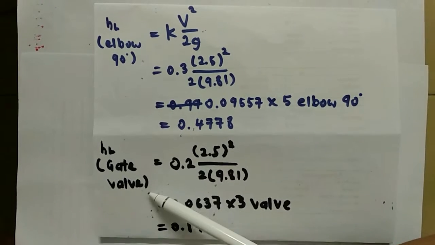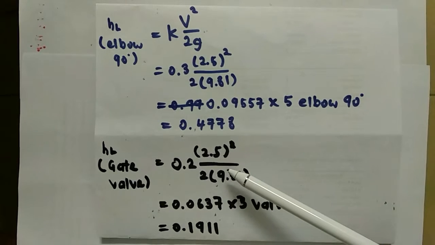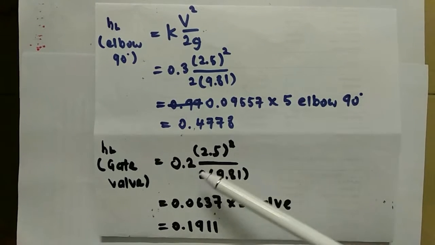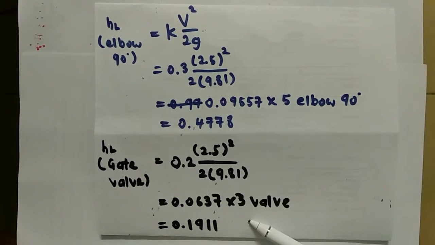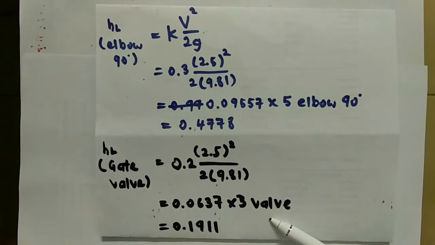And for the gate valve head loss, we use the same formula and find the head loss at the gate valve. For this also, we need to multiply by 3 valves, because from the question we have 3 open gate valves.